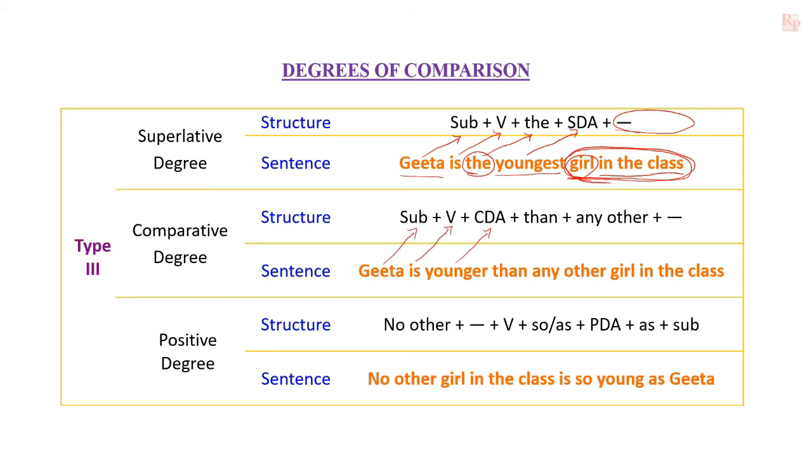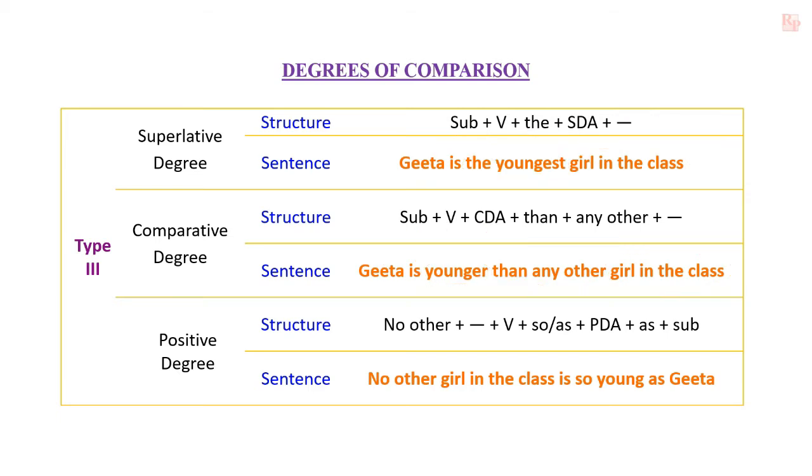The youngest is the superlative form of adjective. For that, younger is the comparative form of adjective. So for every comparative form of adjective, after that you should mention than. Next, any other should be mentioned while changing to the comparative degree. And then including the common noun, the remaining phrase should be written at the end of the sentence. When we change Geeta is the youngest girl in the class to comparative degree, it becomes Geeta is younger than any other girl in the class.